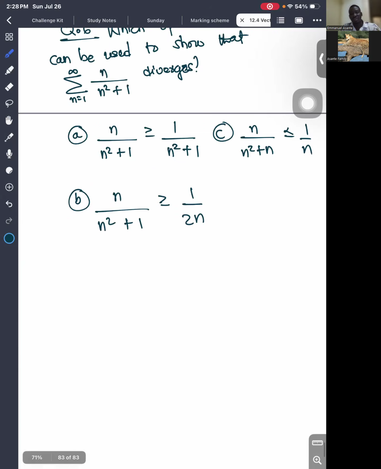Well, whenever you get any of these inequalities, remember that you want to take the other side of that. For example, let's consider A. So let's say solution, consider A. No, let's start from C.